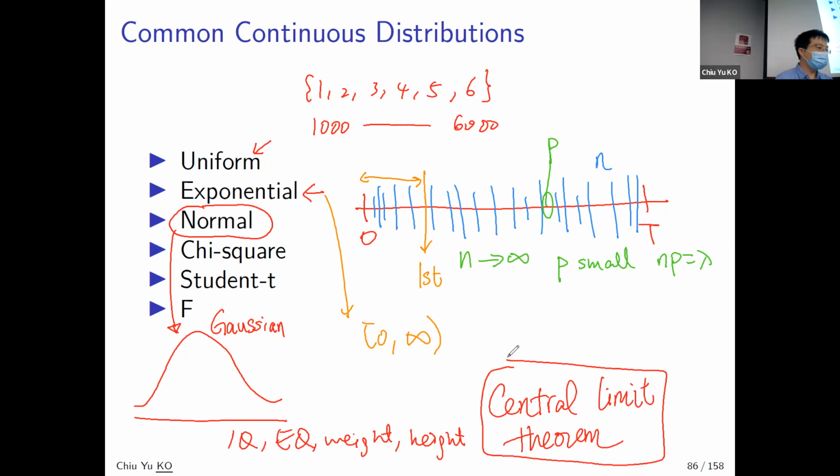And I know some of you may believe in what month you were born, what year you were born, right? Those cosmic things are all things affecting your IQ, EQ, weight. So that's why you see normal. If a lot of factors are determining your measurement, then it's very likely that it could be normal. That's the central limit theorem. Later, you will see why we need it. We happen to use the bell curve so often because it comes from the central limit theorem.